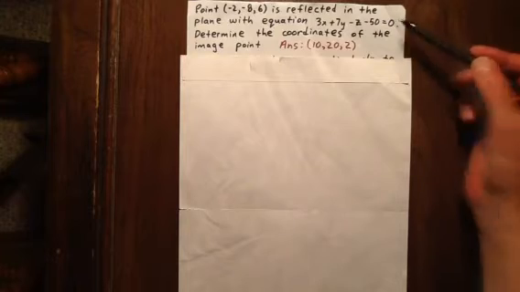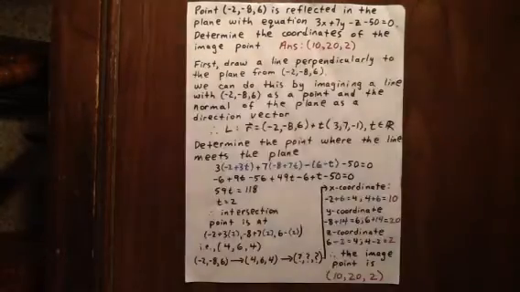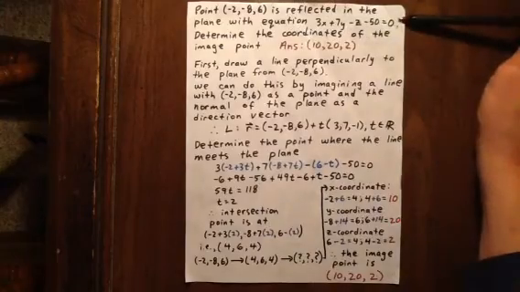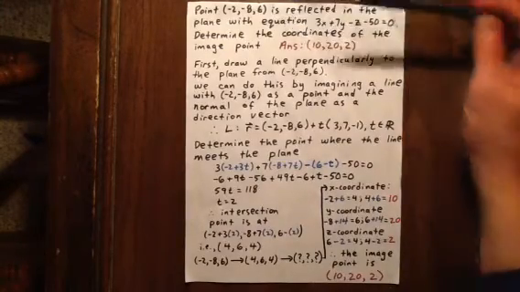In this question, the point (-2, -8, 6) is reflected in the plane with this equation. What we want to do is determine the coordinates of the image point. So what we're going to do is draw a line perpendicular to the surface of this plane from this point.